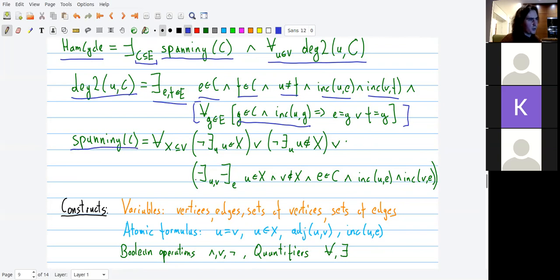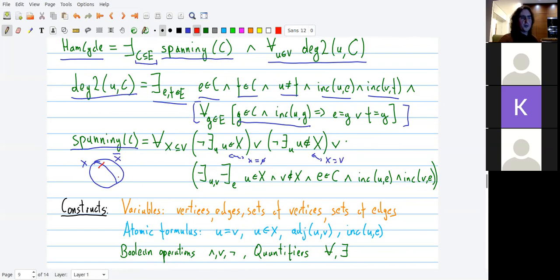How do you say that something is connected? Well, for every subset of vertices, think of the subset X and the complement of X. For every subset of vertices, either it is trivial in the sense that it is empty, so X is empty, or it is cotrivial in the sense that X is the whole vertex set. And if it's neither trivial nor cotrivial, then there must be an edge that crosses the partition if I would like to say that C is connected. So this is exactly the definition of connectivity.